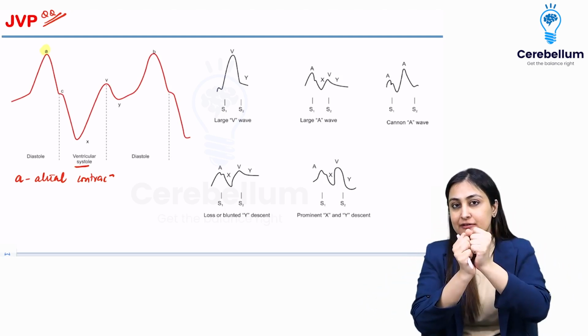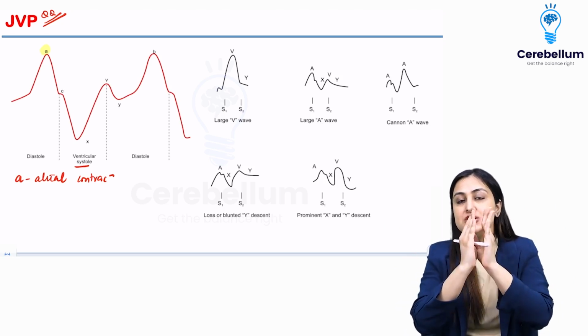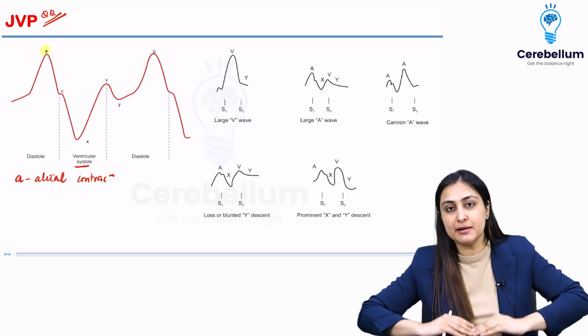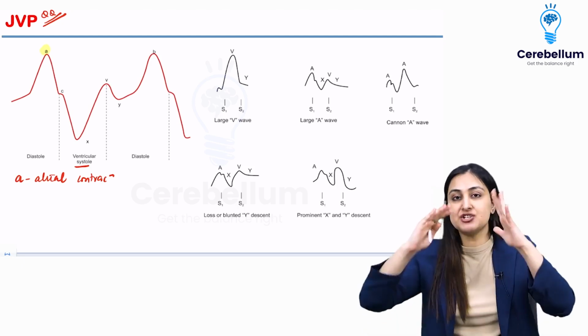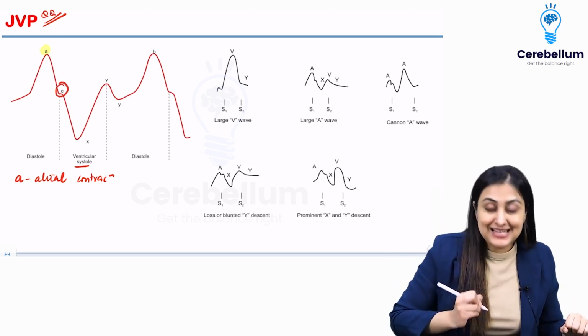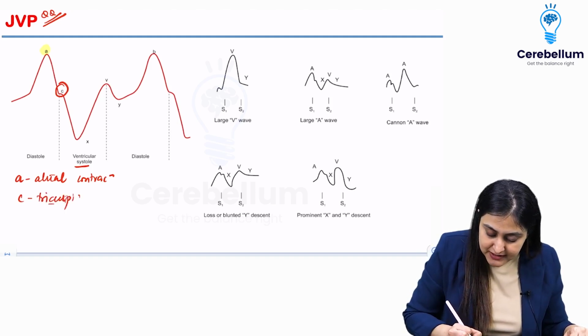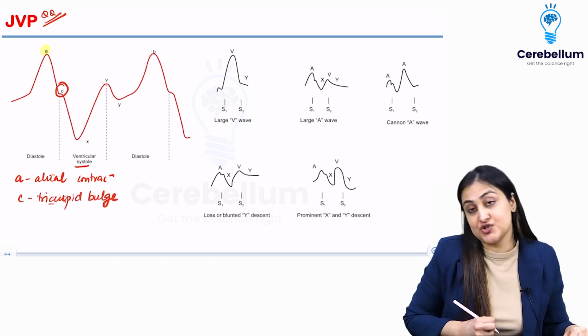So at that time when the ventricle contracts, isovolumetric contraction happens, there's gonna be a bulge of the tricuspid valve. So suddenly some pressure, again we are in the atrium, some pressure is coming from below, so we all jump. So this jumping is C, which is the tricuspid bulge. So C for C, this is the tricuspid bulge which is happening.